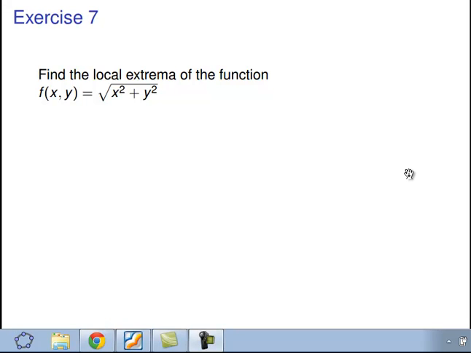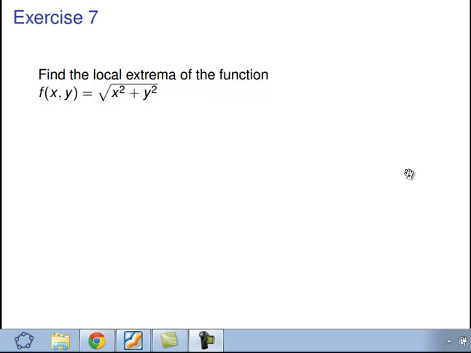Hi everybody, this is the fourth video. It covers exercise 7 from section 2.5. And in this video we find the local extrema of the function square root of x squared plus y squared, which is a little different from the first three videos, which only looked at polynomials in x and y.